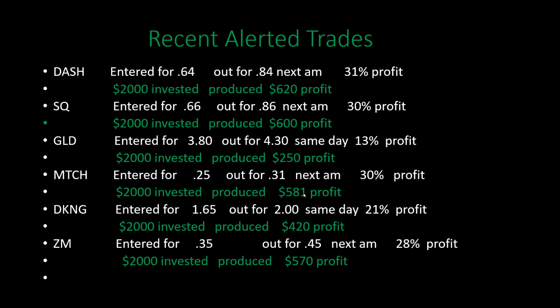And on it goes. So there's 581 on Match. And DraftKings we just did this past week, in at $1.65, out at 2, same day, 21% profit, $420 profit on 200. And again, ZM we also did here, in at 35, out at 45. That's called a time spread we did over earnings, basically a calendar spread, and that produced a $570 profit.